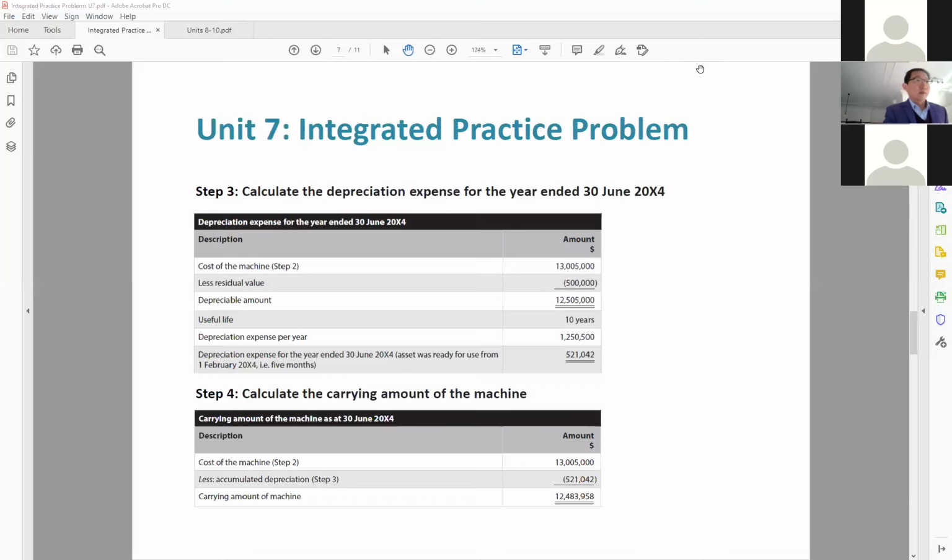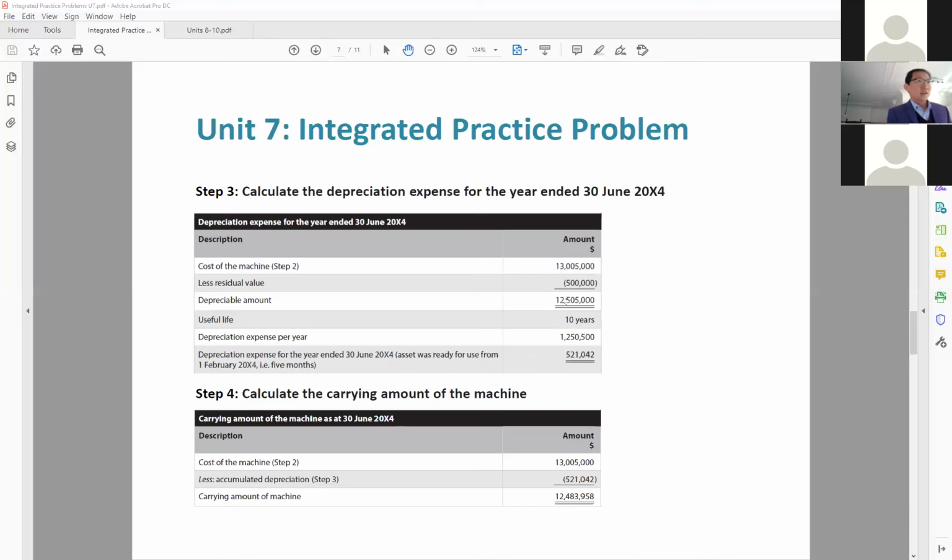So is that basically the residual value is deducted for the first financial year, first year? So this residual value, we need to calculate this depreciable amount, right? So the amount here, which is this 12,505,000, this is the number that we need to allocate as depreciation, right?